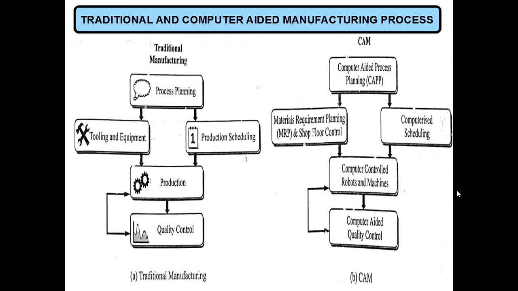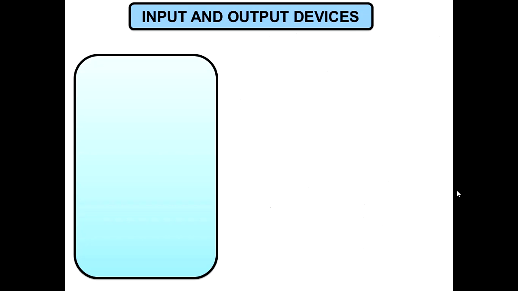Basically, in computer aided manufacturing, we are using computers in the manufacturing, and with the use of the computer, it is observed that the production rate is greatly increased. With the increase in productivity, the quality of manufacturing is increased, and the output is also increased. So in this era of competition, to survive, a lot of companies are preferring computer aided manufacturing rather than the traditional manufacturing process. Now let's see the different input and output devices for the computer.